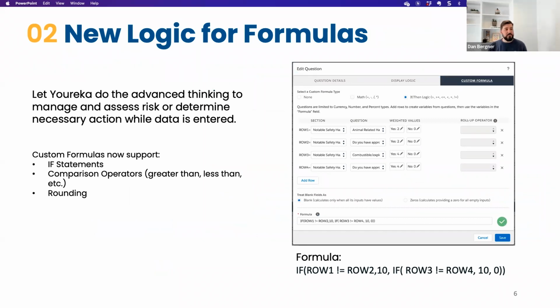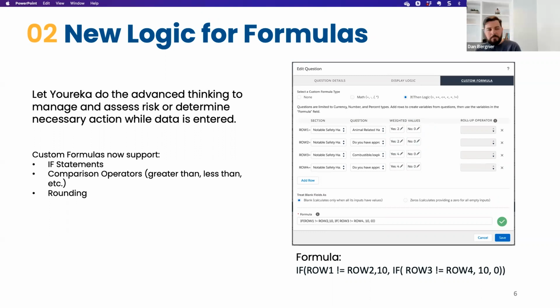So up first, we have new logic for formulas. So previously, you were able to do a little bit of math inside of these formulas, right? So you can see examples here of we've got some yes/no question types, and we're applying some weighted numerical values to some of the responses, like this yes is worth 2 points, the no is worth 0. And we could do some basic arithmetic before we start to add up values.